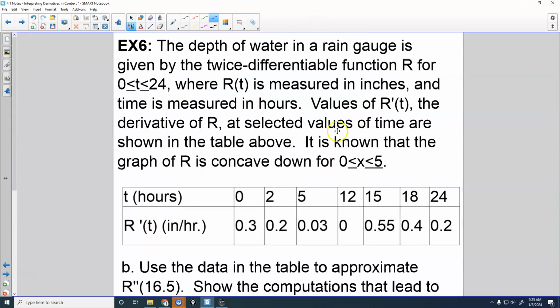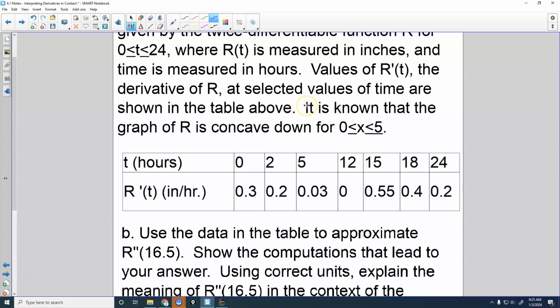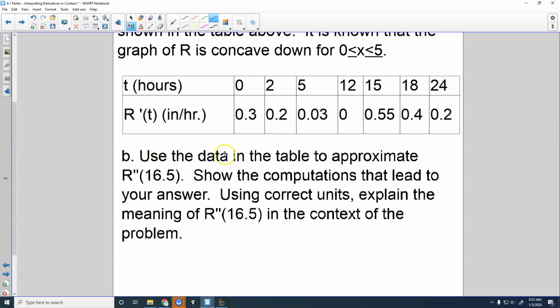Okay? All right, this is the same information from before. I just redid it on the next slide because every time I pull up a new slide, I need to see it. So we are supposed to use the data in the table to approximate R double prime of 16.5. Show the computations that lead to your answer using correct units. Explain the meaning of R double prime of 16.5 in the context of the problem. So we need 16.5. That is not on our table. How do we estimate a value here?